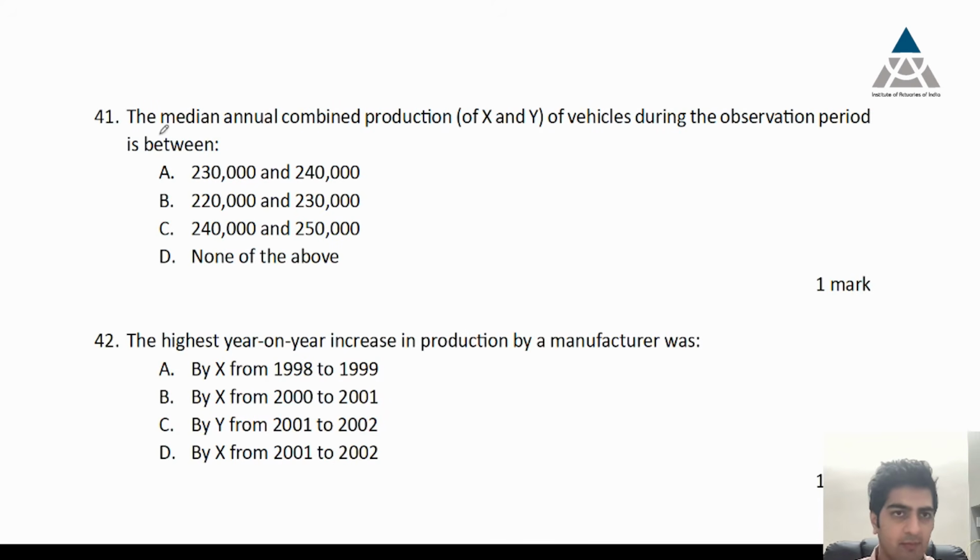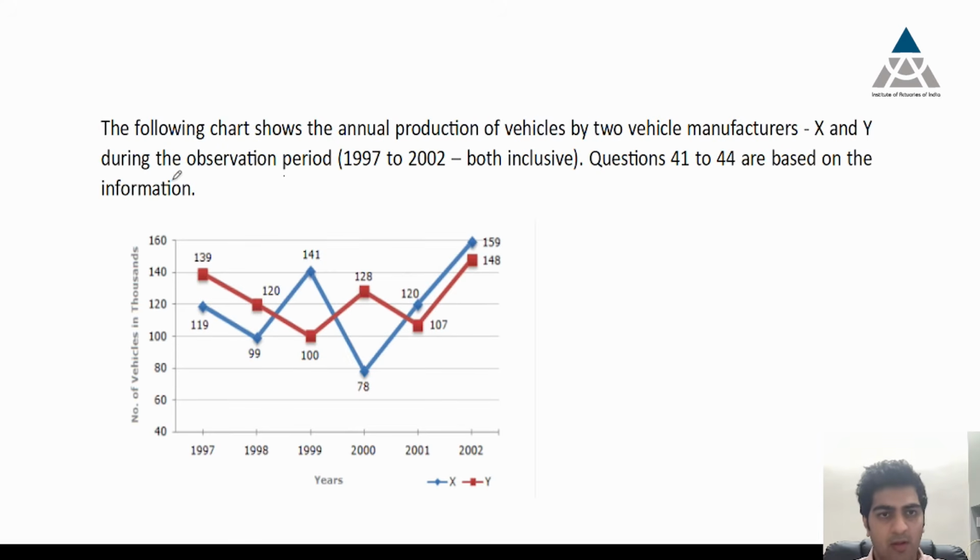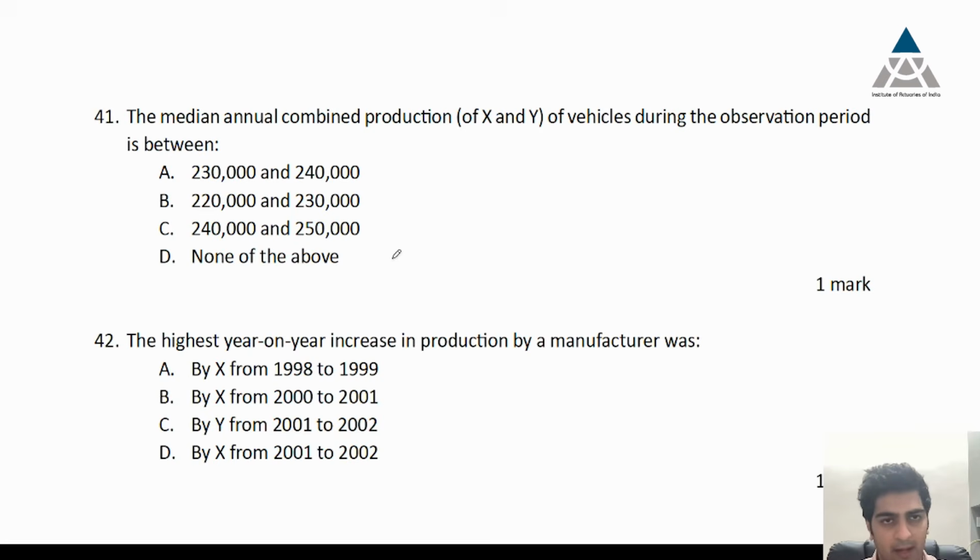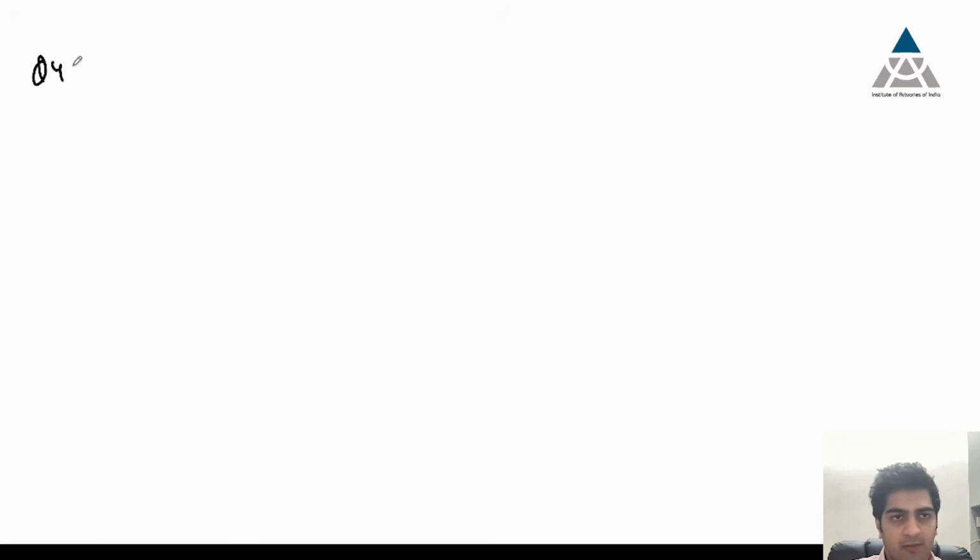Let's see. First, the median annual combined production of vehicles during the observation period is... So we have to calculate the combined production of these two manufacturers and then find its median, right? Again, 6 observations because there will be 6 years. So we will calculate the total production for the 6 years and then arrange it in ascending order. The third and fourth observations' average is what we need to take. So let's do that. Question 41.